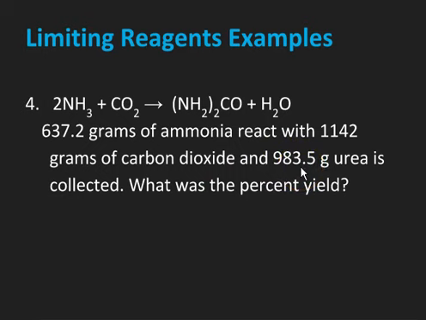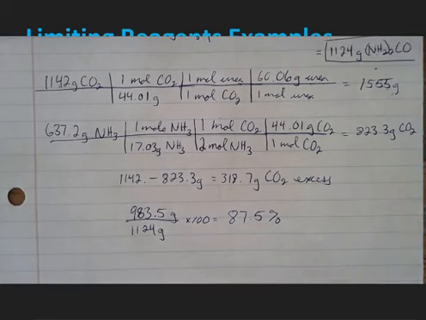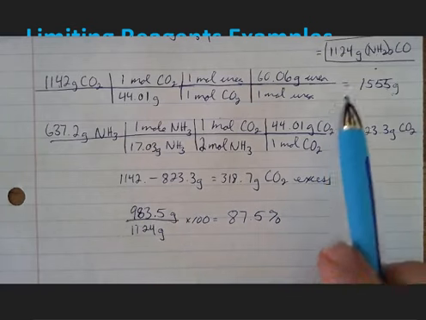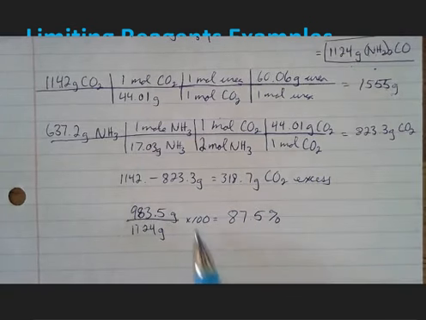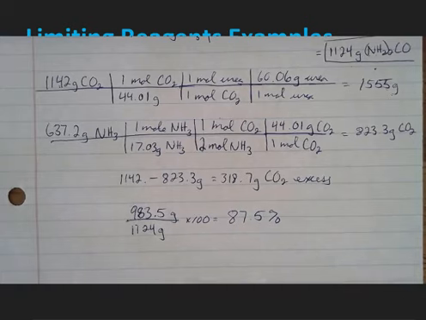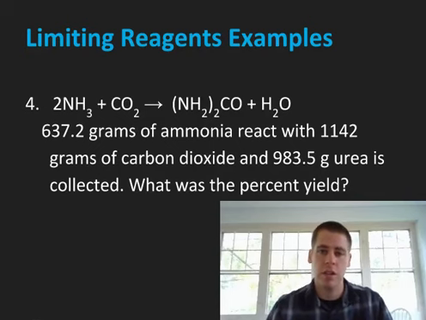So the percent yield is just the percentage of those two numbers. Real simple calculation. What the problem says we actually collected, 983.5 grams, over what we theoretically should have collected, 1124, times 100 to make it into a percentage. 87.5% is the percent yield of our reaction. So that's theoretical yield and percent yield.